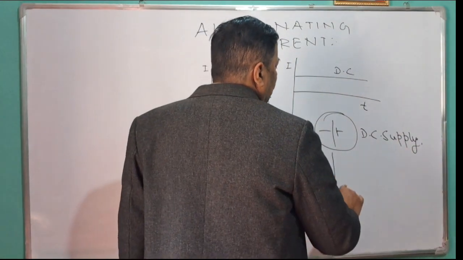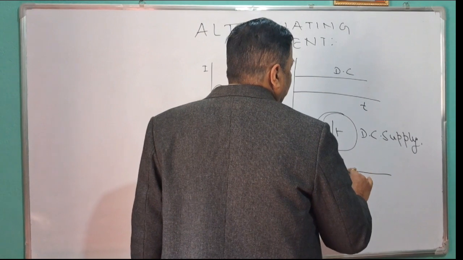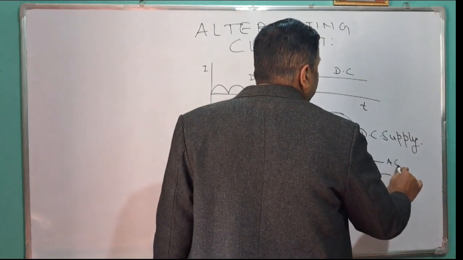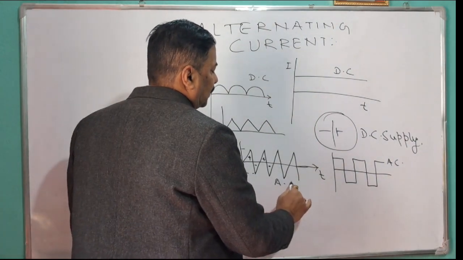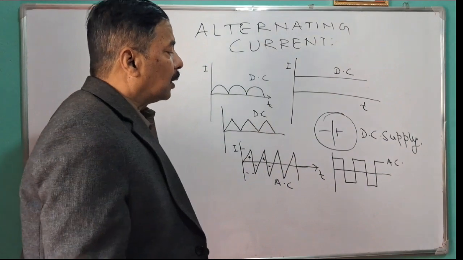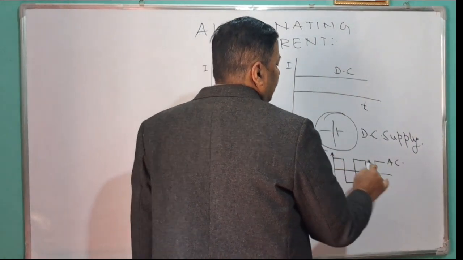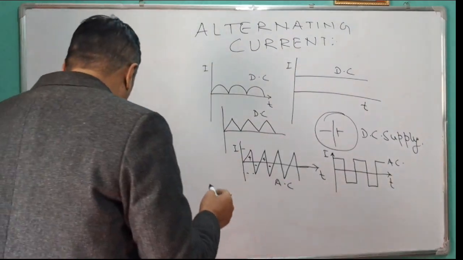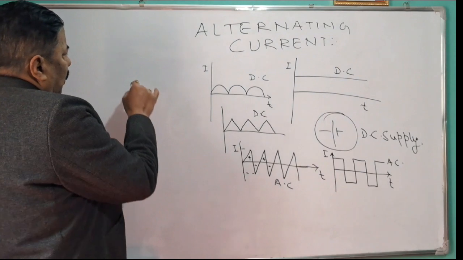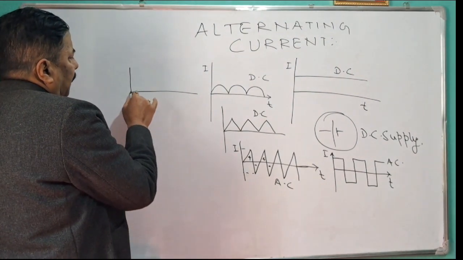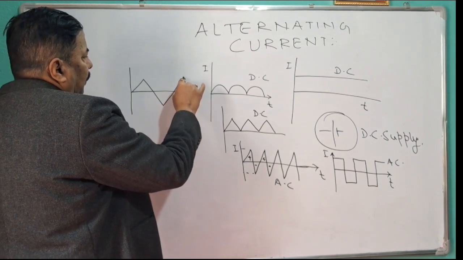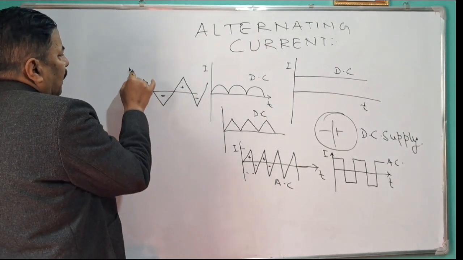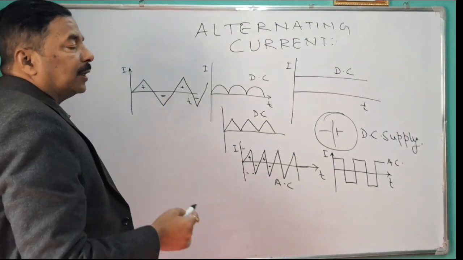Similarly, if we talk about a square wave, this also tells about AC. This is also your AC. This is your DC, and this is also AC. Here I is the current, here is time. Similarly, we can take another example also. This is also positive, negative, and here is the current, here is the time. So this is also again your AC.